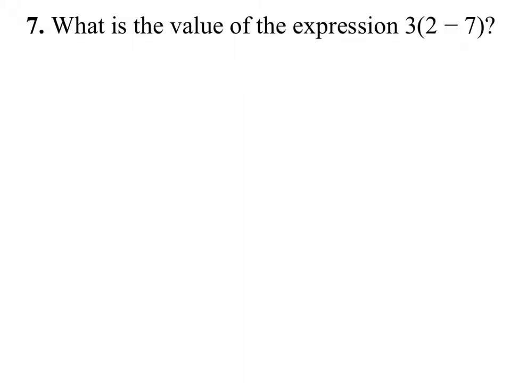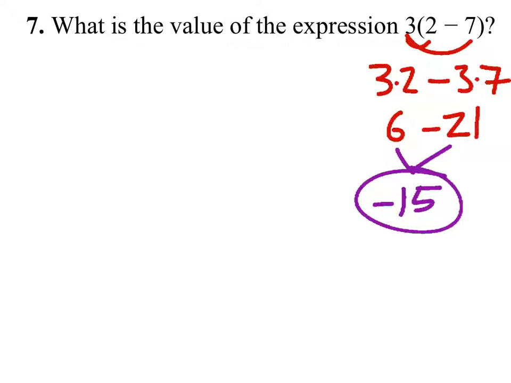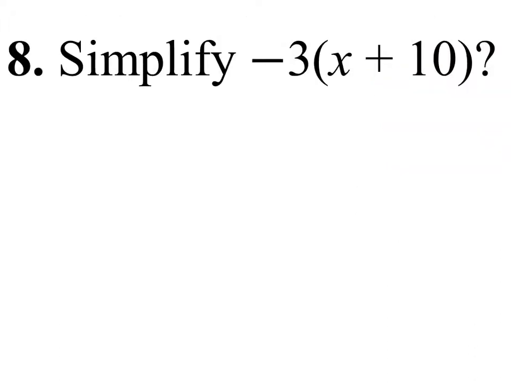What is the value of this expression? In one of the classes, I used order of operations, so I'm going to use distribution on this one. 3 times 2 minus 3 times 7. So that gives me 6 minus 21, which I find to be negative 15. Thank you, and good luck.